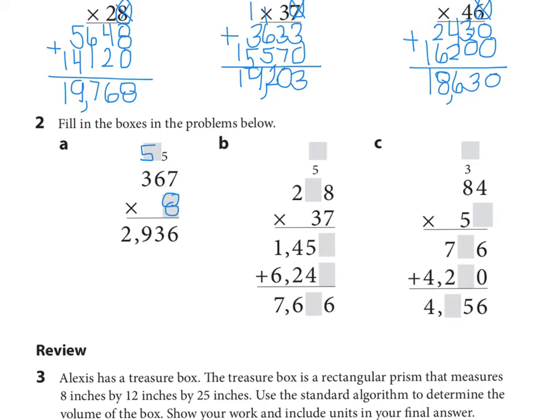For B, we say 7 times 8 is 56. The 5 is already written there for us. So 7 times a number plus 5 equals 5. So that would be 0, because 7 times 0 is 0, plus 5 is 5. And if you notice, there's no number up here that's carried to that place value.